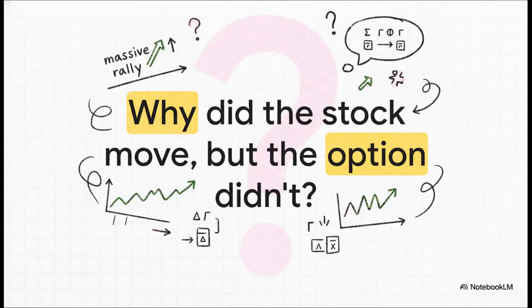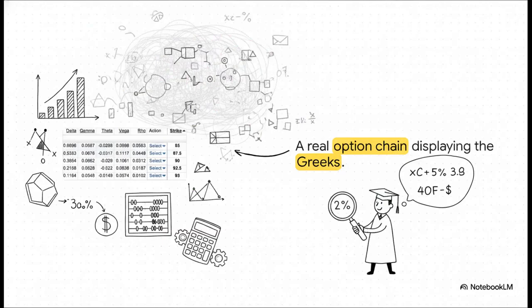Let's start with a really frustrating scenario that virtually every single beginner trader faces. You do your homework, you study the charts, and you perfectly predict a stock's massive rally. You nailed it. But then you pull up your account and that cheap out-of-the-money option you bought barely budged. You're just left sitting there scratching your head, wondering, wait, what just happened? Well, the answer to that mystery is staring right at you.